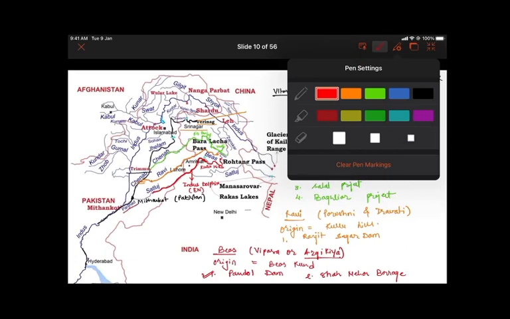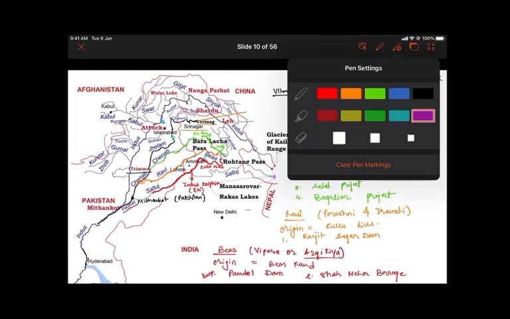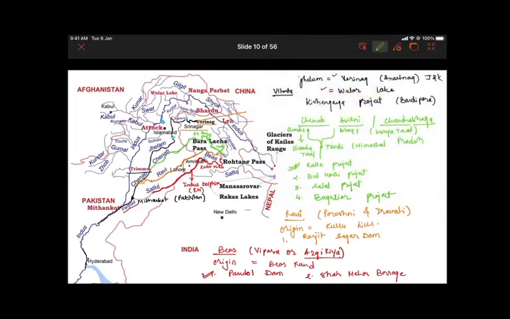Let's come to river Satluj. So Satluj has its origin in Rakshastal. Let's take a different color. Satluj has its origin in Rakshastal near Manasarovar. This is one another lake. So from there, Satluj originates in Rakshastal.